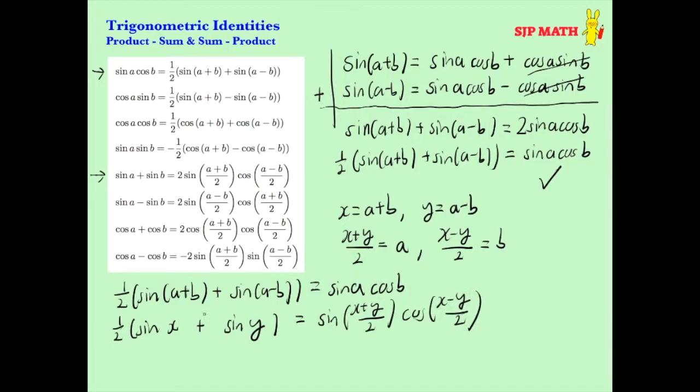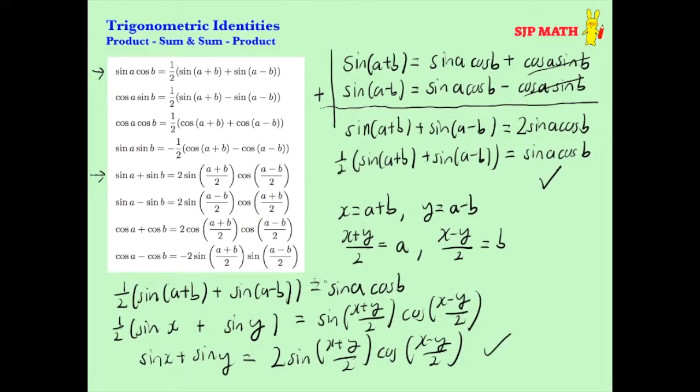There you go. And we just multiply 2 on both sides to get sine of x plus sine of y is equal to 2 times sine of x plus y over 2 times the cosine of x minus y over 2. And yeah, we just proved this formula. There you go. That was a pretty elegant proof.